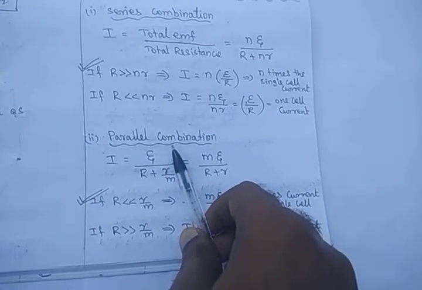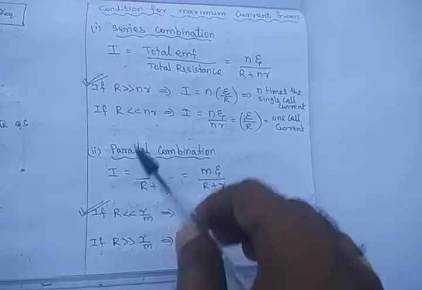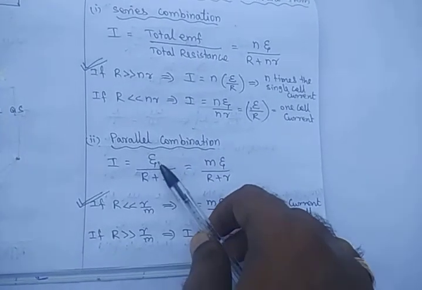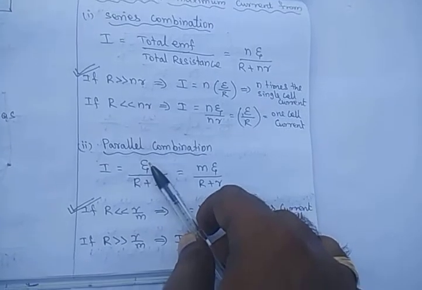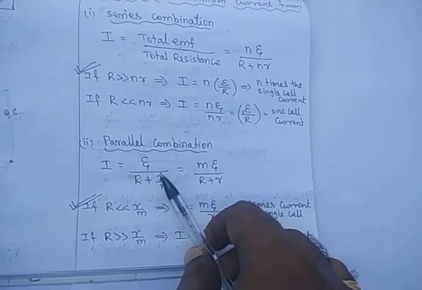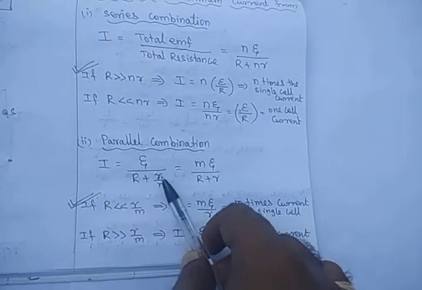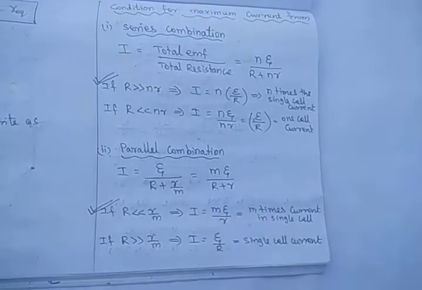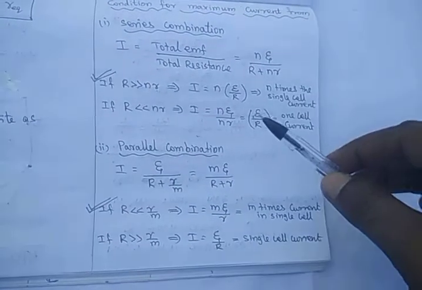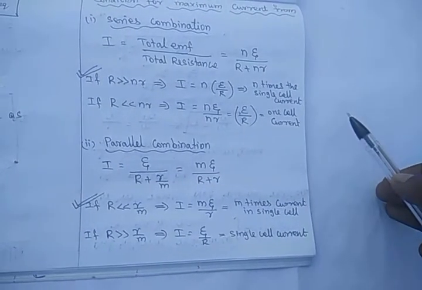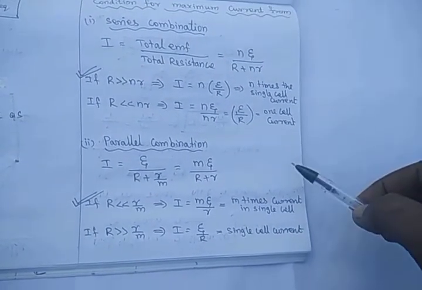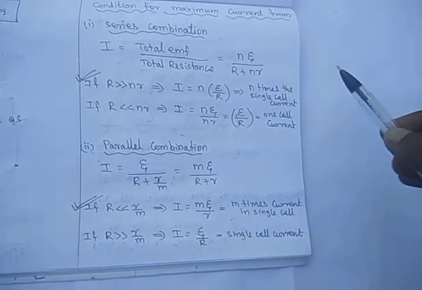Similarly, in parallel combination, we know that if all the cells are connected in parallel, the EMF, that is the voltage, is the same. So we get only E over R plus r by m. What is r by m? It is the internal resistance of the cells when all the cells are connected in parallel. What we have to write is 1 by r plus 1 by r plus 1 by r, for m number of cells. So m by r we will get. So 1 by r equivalent is equal to m by r.